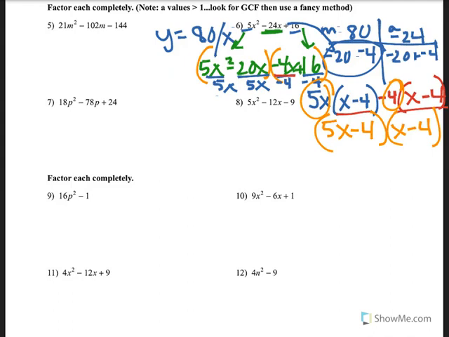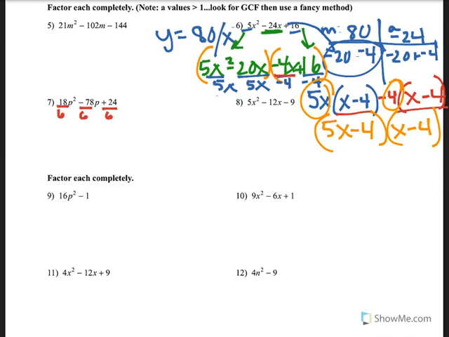Okay, moving on to number 7. Number 7 is kind of large. You have the 18 times the 24. So we can look at these and say, what can I divide each of these by to make this smaller? Okay, so I'm looking at these, and 6 looks like a good number, and it actually works. So you're going to divide everything by 6.